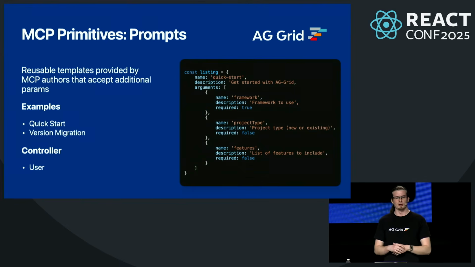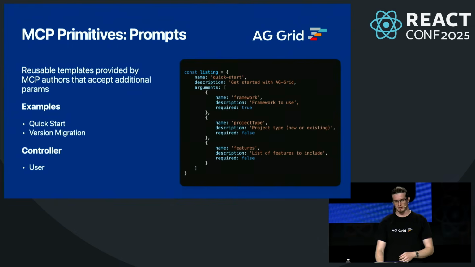So in our example, in our MCP server, we have a quick start prompt that lets users very quickly spin up a new data grid inside their application. And they can also pass through additional parameters to this as well, so they can customize it based on their specific use case.